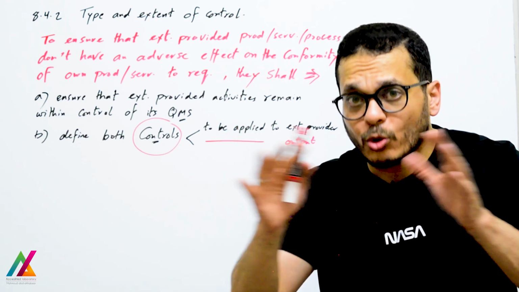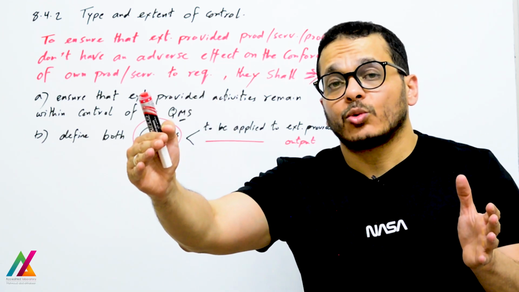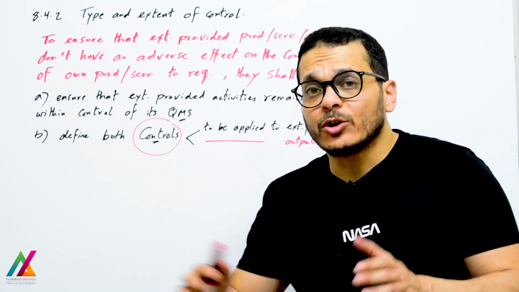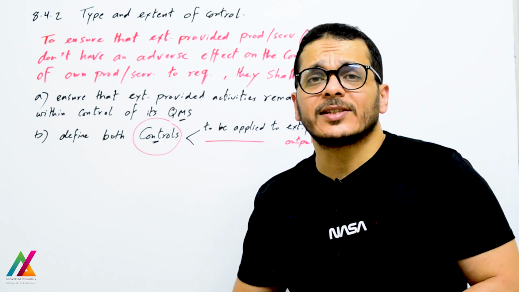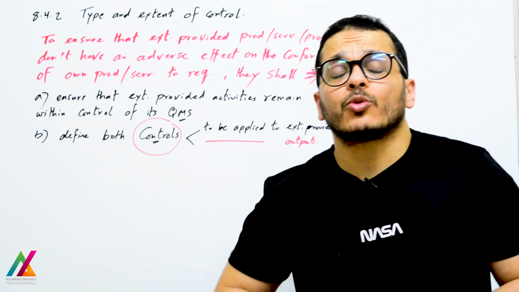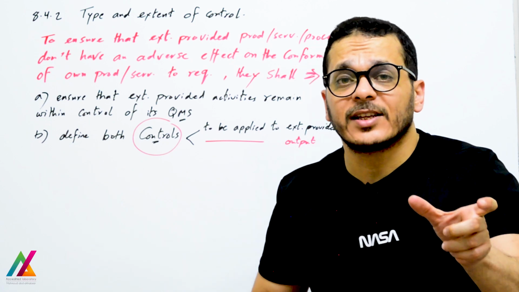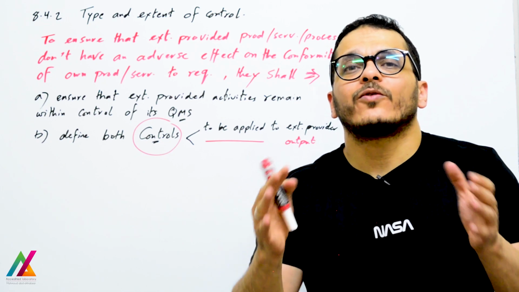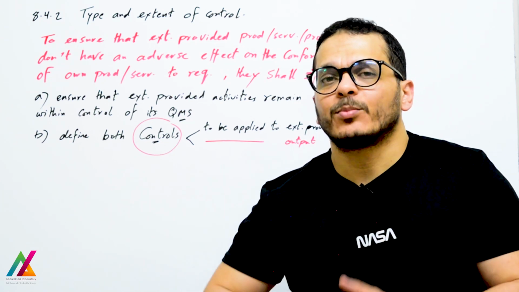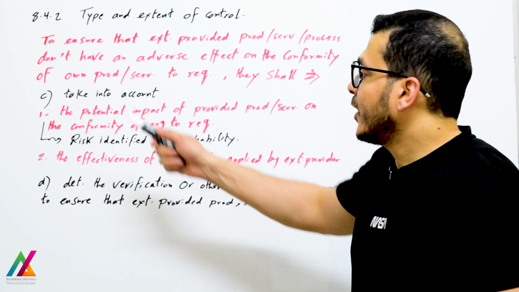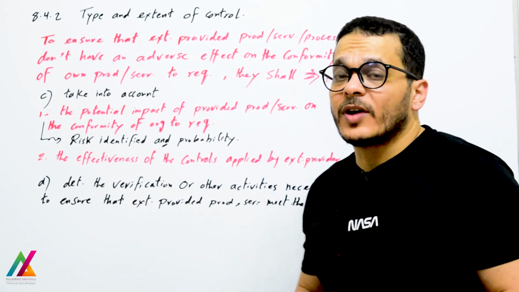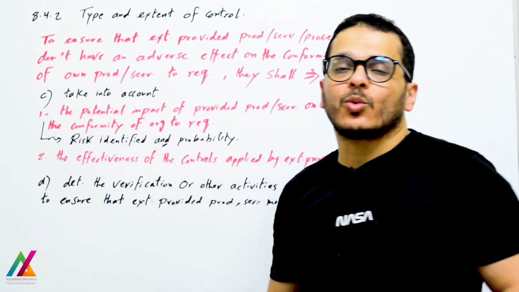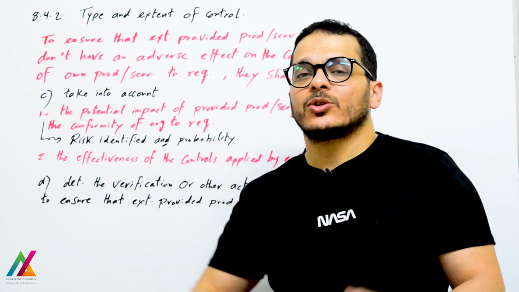You will have both controls: those applied to the external provider, to ensure that all processes he performs are within your quality management system and that he will be able to provide you with the final product or service that meets the input requirements, ensuring the conformity of the final product to the input requirements. And also they shall take into account the potential impact of the provided product or service on the conformity of the organization to the input requirements, and customer, regulatory and statutory requirements.